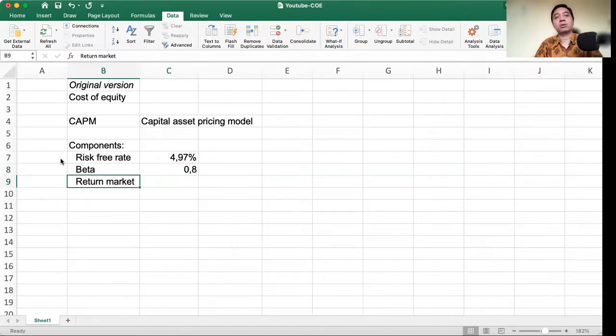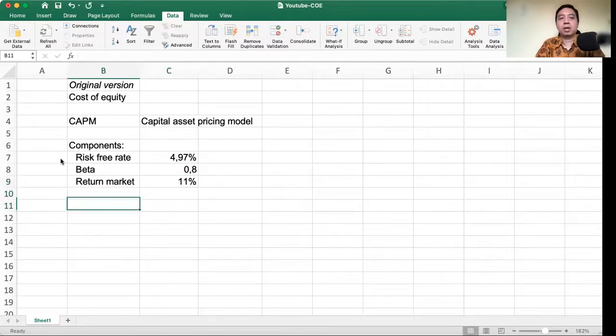Now let's talk about the return market. That is the third component. The return market is the difference between the opening index and the closing index. For example, I put the opening index at around early January, and I take the end of October as the closing index. So for example, in Indonesia, we have at least 11% for the return market.